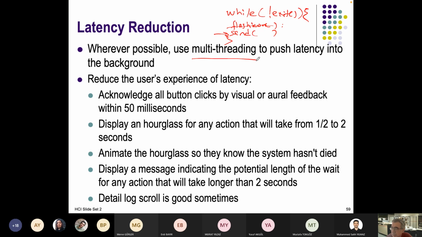So what are the numbers? There is a magic number, 50 milliseconds. Acknowledge all button clicks by visual or oral feedback within 50 milliseconds. So if I click on something, that's true for mobile too. If I click on something within 50 milliseconds, interface should respond. Otherwise, you start feeling the delay. It becomes perceived as slow.